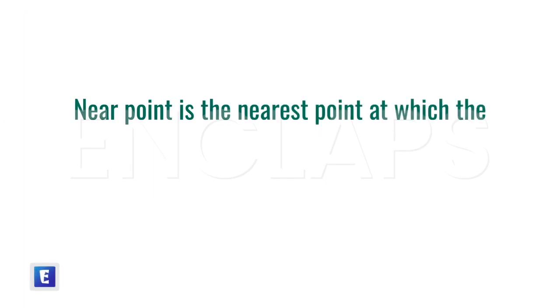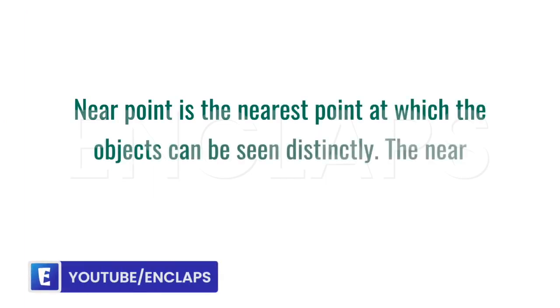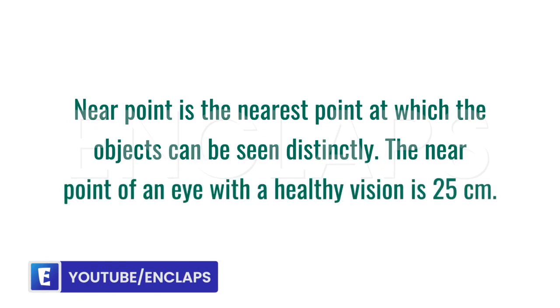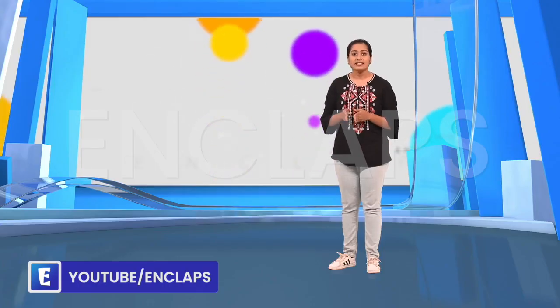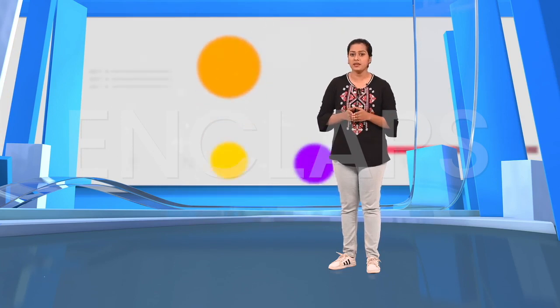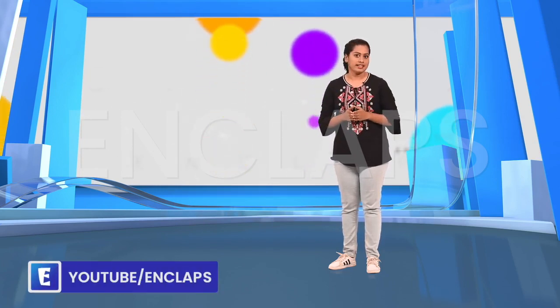Near point is the nearest point at which the object can be seen distinctly. The near point of an eye with a healthy vision is 25 centimeters. So, we can say that the least distance from an object to the eye should be 25 centimeters. If the distance is less than 25 centimeters, we cannot see it clearly.